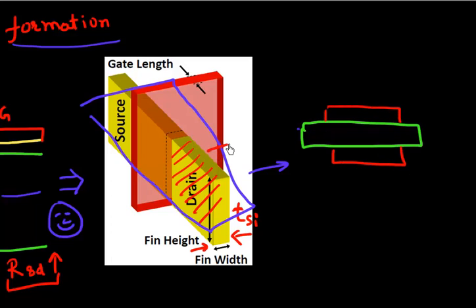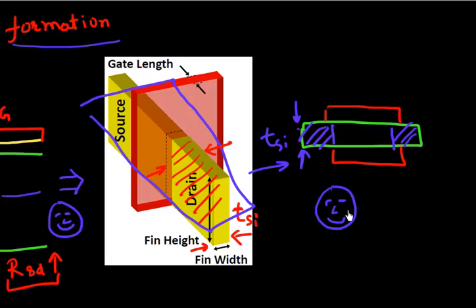around it. This is the gate from this side, and this is the gate from this side, and my junction is essentially just this region which I defined in my fin, and this junction depth is defined as my fin thickness. This is an entirely new paradigm shift in the way we define junction depth. It's something that should make me happy, because I can now control my junction depth just by controlling the width of my fin.